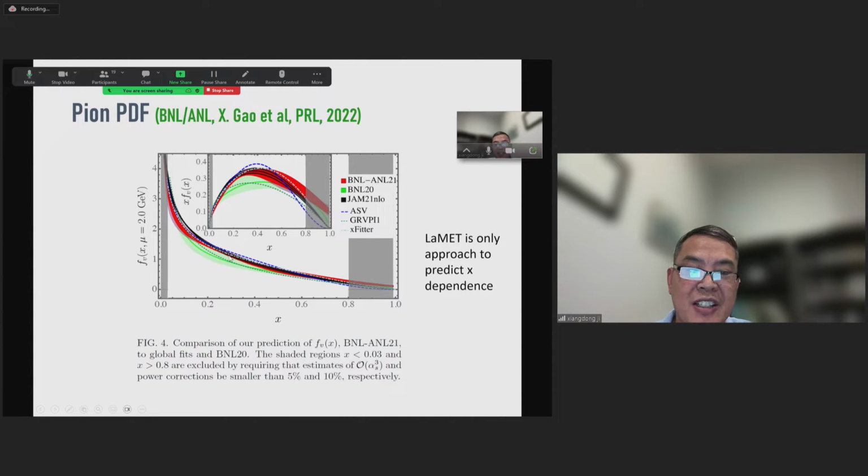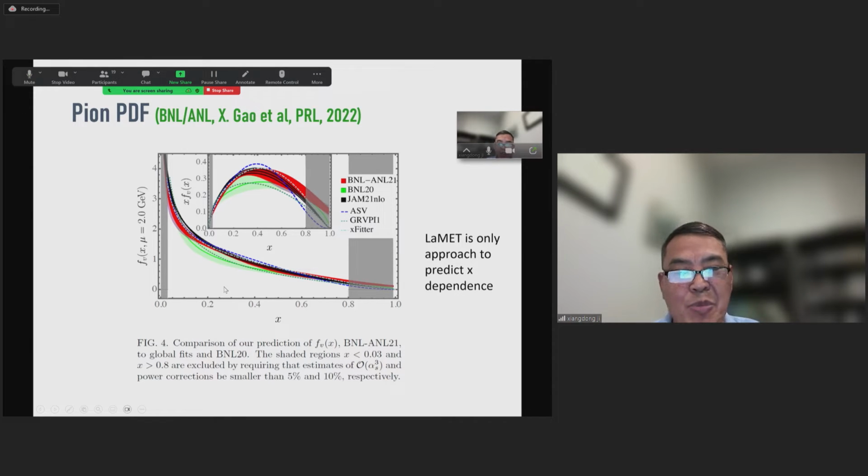So this is the parton distribution shown here. I think the red band is what this lattice calculation gives you, with a pion moving at a couple of GeV momentum. And as I said, at larger momentum, the expansion breaks down at very small x and very large x, but the intermediate region is calculable.